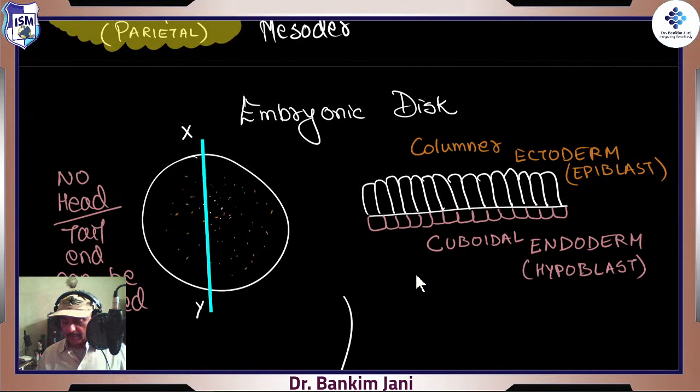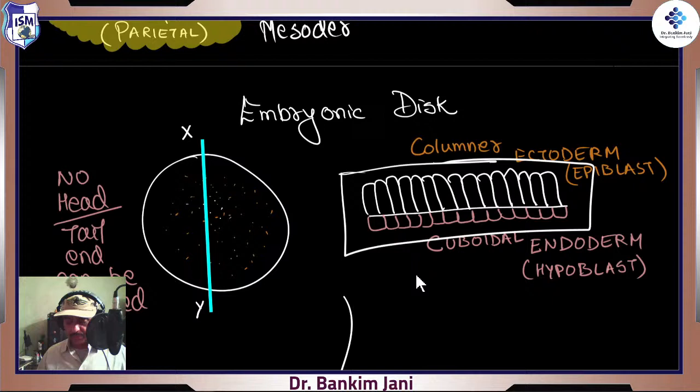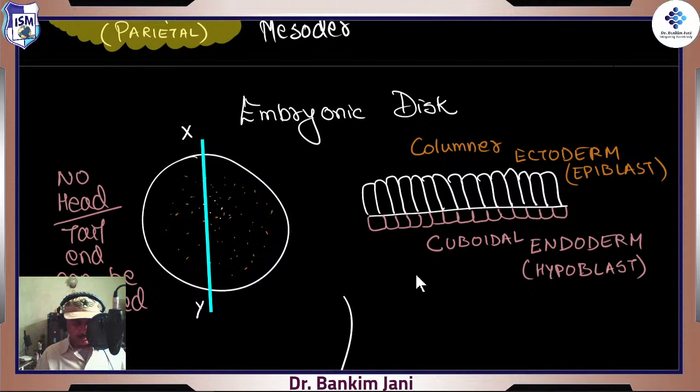That's what we have got, this portion. This is what we have got, just two layers. And if you look at it, it is like a circle, like a disc, a round disc. And in that disc, there is no head, no tail, nothing. Just a round disc in which there are two layers of cells. One is ectoderm, second is endoderm. And we say they are named epiblast and hypoblast, but that's okay. It is just a circular disc with two layers of cells.